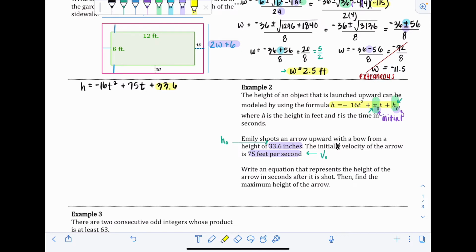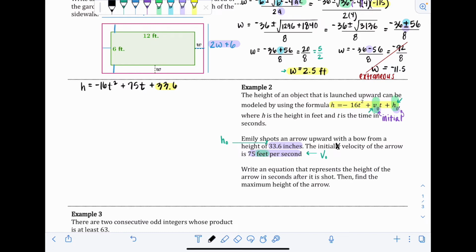Okay, so what I forgot was something I'm kind of happy I forgot, because it's a good chance to learn from our mistakes. It says that the initial height was 33.6 inches, but the velocity is 75 feet per second. So those are in two different units of measurement, and we need to get them into the same unit. I'm going to get them both into feet.